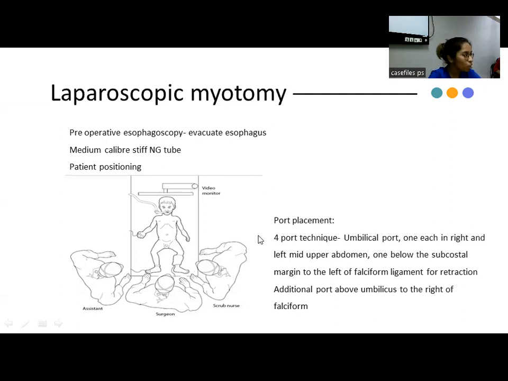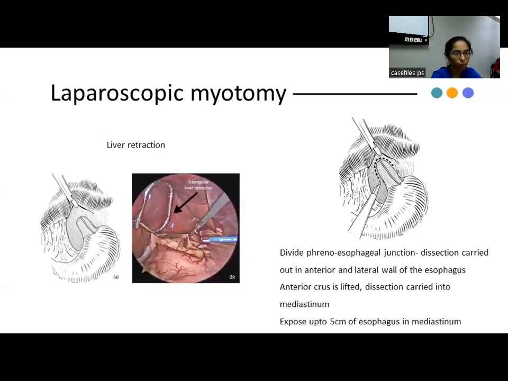For port placement, we can employ either a 4-port technique or a 5-port technique. In the 4-port technique, we will be placing an umbilical port, and one port on each side in the right and left upper mid abdomen, and one below the subcostal margin to the left of the falciform ligament. It is for the retraction of the liver. An additional port can be placed above the level of the umbilicus to the right of the falciform if the stomach needs to be retracted downwards.